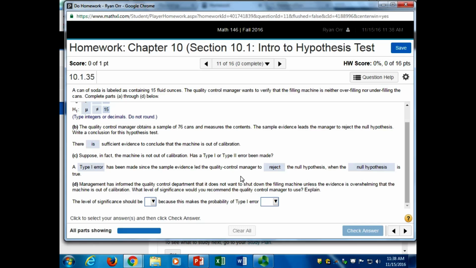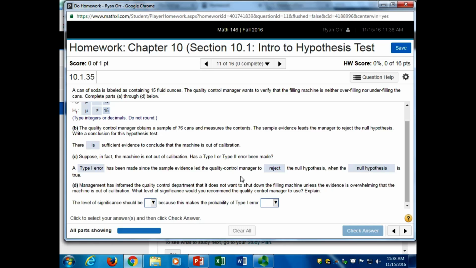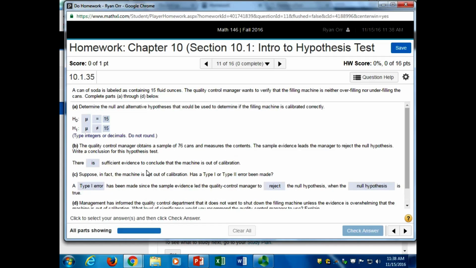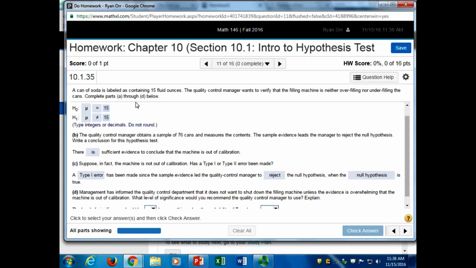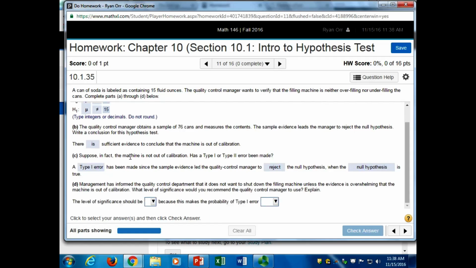So they're saying, I really don't want to stop the machines unless I really, really have to. In other words, they really don't want to reject the null hypothesis unless they really have to, because the null hypothesis is everything's working, right? They really don't want to have to reject that unless there's strong evidence. So what they really don't want to do is commit a type 1 error. So let's pick a low level of alpha. So we pick maybe a 1% alpha level, because this makes the probability of a type 1 error small.